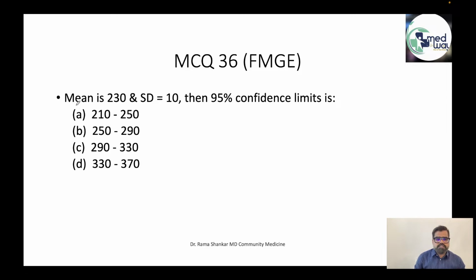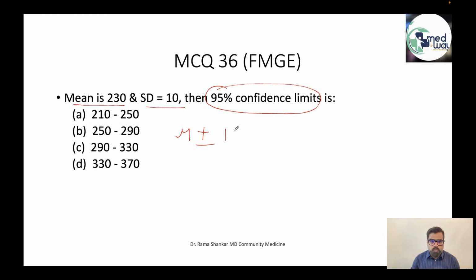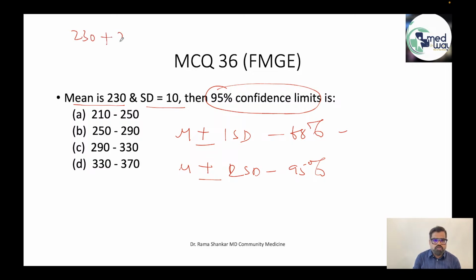Okay, let me take the other question, then I'll go with the graph. Suppose a question is given: mean is 230, standard deviation is 10. What are the confidence limits, upper limit and lower limit, when 95% is the value given? We have just discussed mean plus minus one standard deviation is 68%; we will not take this. Mean plus minus two standard deviation is 95%, we will take this. So mean 230 plus 2 into 10 gives the upper limit, and 230 minus 2 into 10 gives the lower limit. So it is 250 here and 210 here.